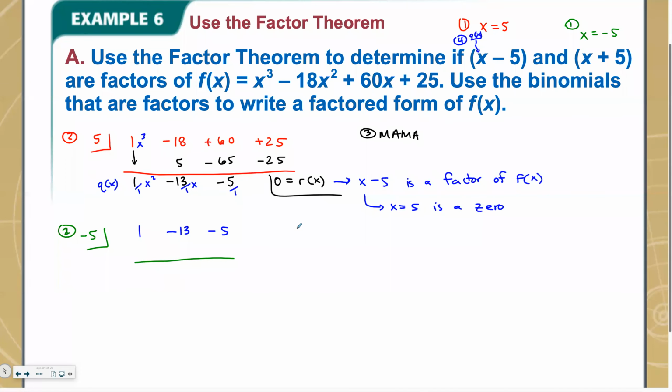All right, now I'm going to drop the 1. This is now step 3, mama. Multiply, add, multiply, add, multiply, add. Okay, I dropped the 1. 1 times -5 is -5. Combine my like terms, I add those up, I get -18. And when I multiply this, -5 times -18 is a positive 90. So when I combine my like terms, this time I get not -85, I'm sorry, I get positive 85. So this is my remainder. So if you have a remainder, just as a reminder, that means it is not a factor, nor is it a 0.